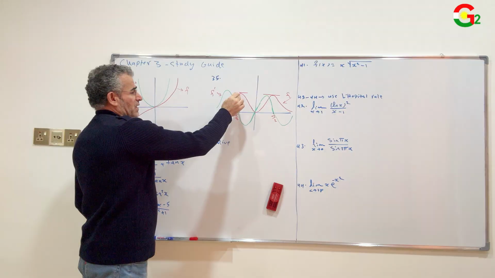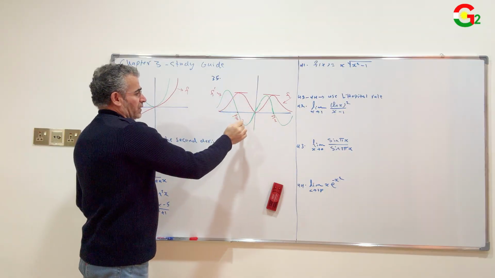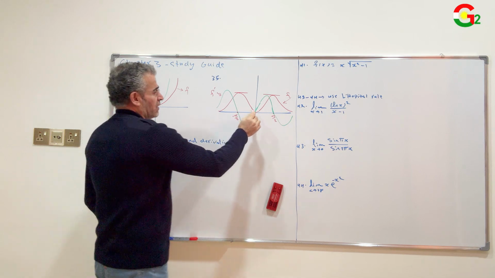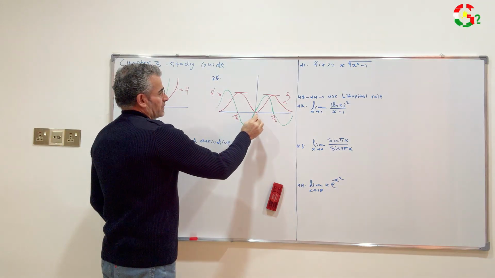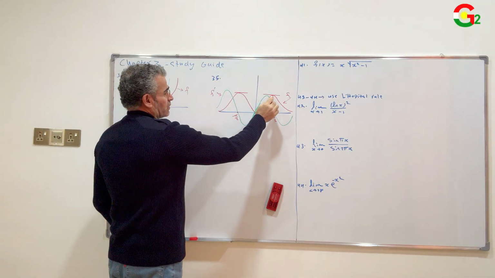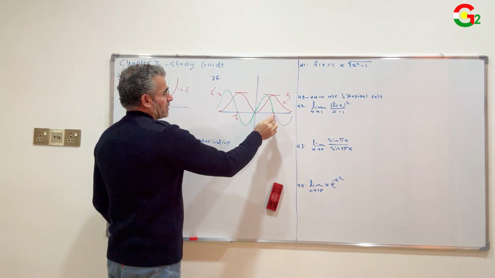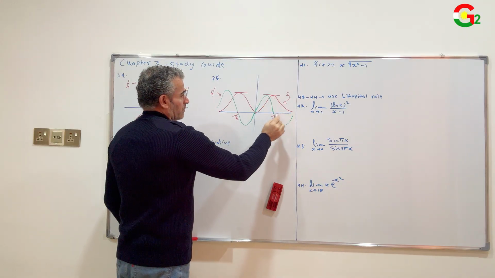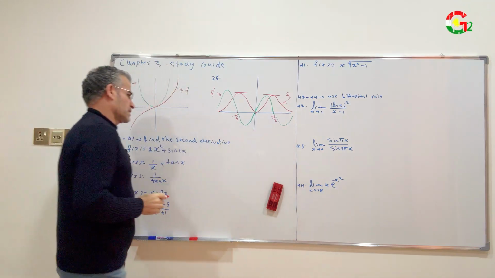The function is decreasing from negative pi over 2 to 0, and the derivative is under the x-axis. The function is increasing from 0 to pi over 2. The function is over the x-axis. The derivative of the function is over the x-axis, and the function is decreasing from pi over 2 to this point, and the function is under the x-axis.